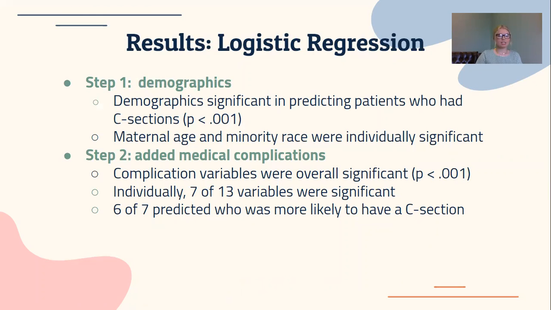So for the logistic regression, step 1 showed that demographic variables were significant in predicting who had C-sections. However, race and maternal age were significant, while patient-provider race match was not. In step 2, the medical complications significantly predicted who would have a C-section as well. Specifically, 7 of the 13 medical complications listed above were significant, and of the 7 variables, 6 predicted who was more likely to have a C-section.